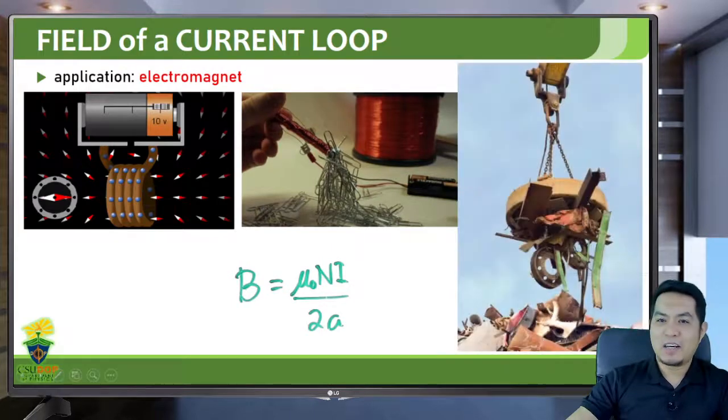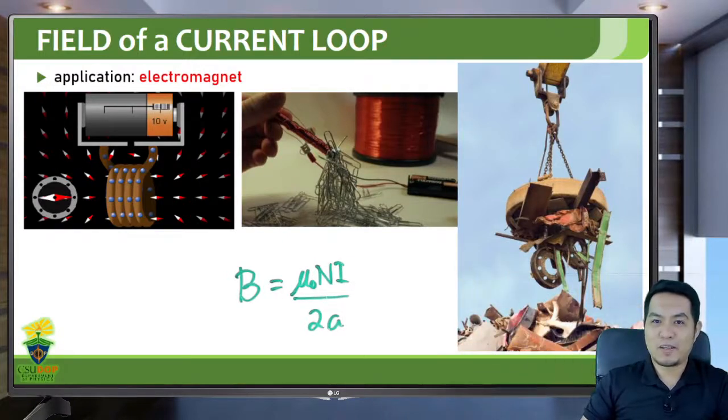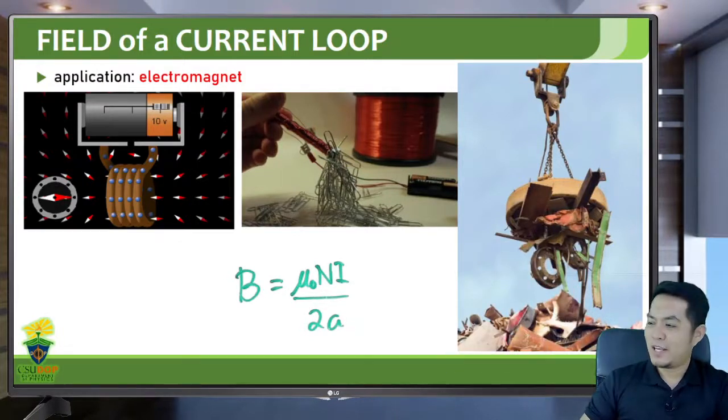A bigger scenario of this is the electromagnets found in junk shops. This is the way junk shops differentiate metallic objects in the junkyard or scrapyard: use a very powerful, very large electromagnet.